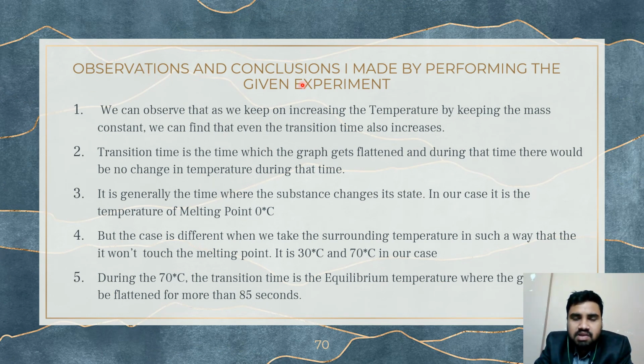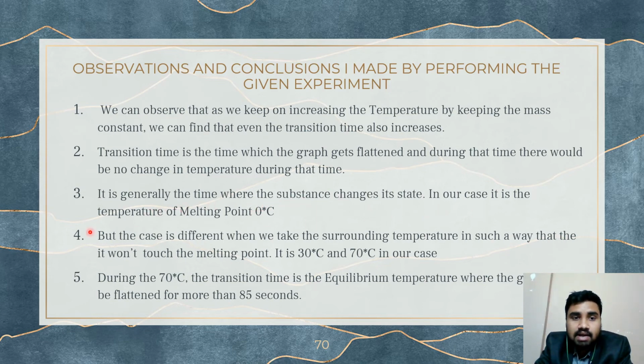These are the observations and conclusions I made by performing the given experiment. We can observe that as we keep increasing the temperature while keeping the mass constant, the transition time also increases. The transition time is the time during which the graph gets flattened, and during that time there would be no change in temperature. It is generally the time where the substance changes its state.